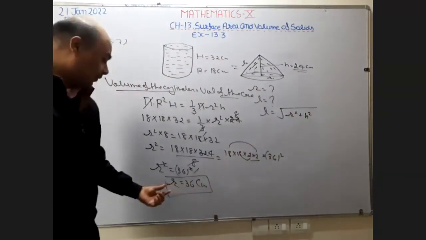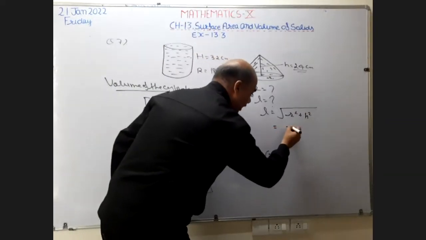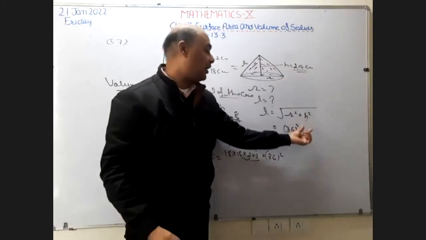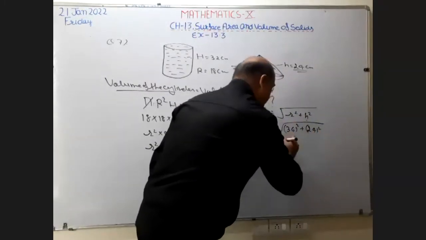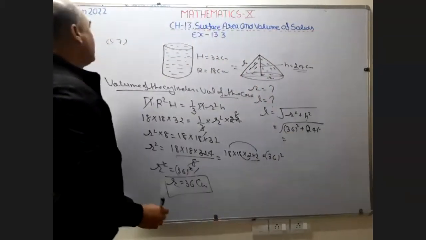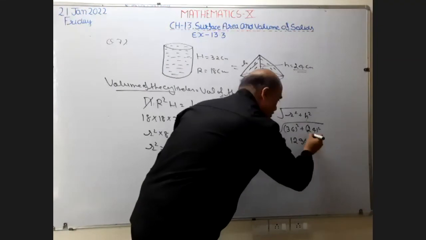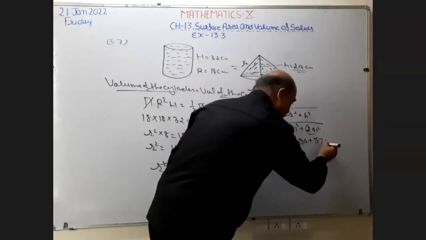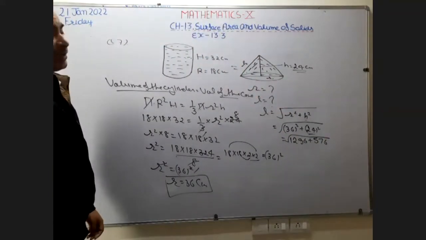Now what is R? R is 36. So write here 36 square. What is the height of the cone? 24. So write here 24 square. Now the square of 36 is what? Yes, 1296. And the square of 24 is 576. Now add these two terms and tell me what value it is. 1872.